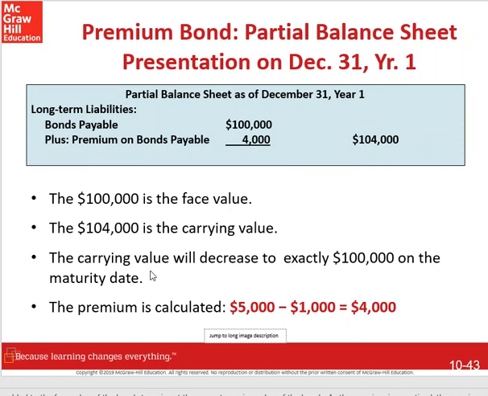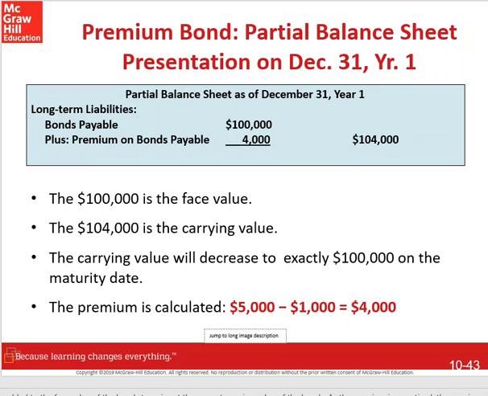So as we amortize each year, at the end of year one, it's at 104. At the end of year two, it'll go down to 103. At the end of year three, it's going to be 102. At the end of year four, it's going to go down to 101. And then guess what? At the end of year five, it's going to go down to exactly 100,000 at the maturity date. And then it's going to be time to pay the whole thing back.